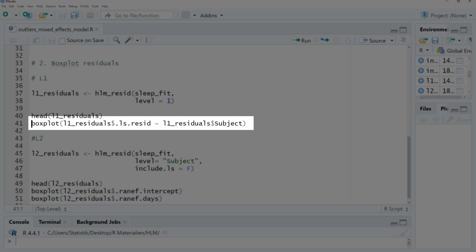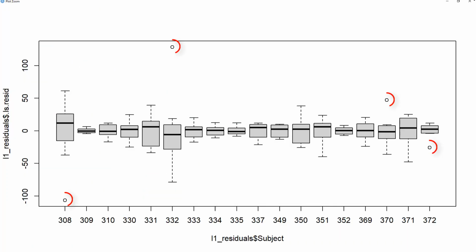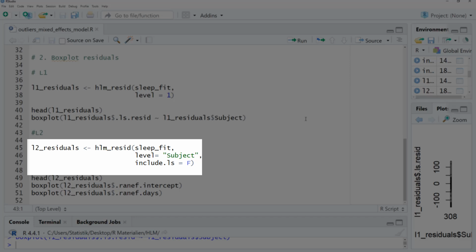And now let's look at box plots. Here the ls residuals I'd like to plot, and we want to see those separately per level 2 unit. And looking at the box plots, we can identify some outliers, so we should probably investigate those cases, whether they are legitimate observations or if there is some kind of error or something like that. Then to the level 2 residuals, again using the nlme resid function, with the sleep fit as a fit object.